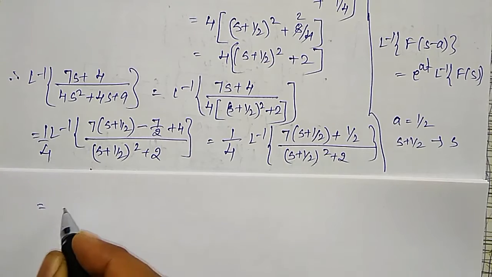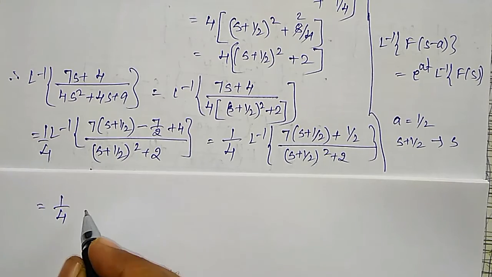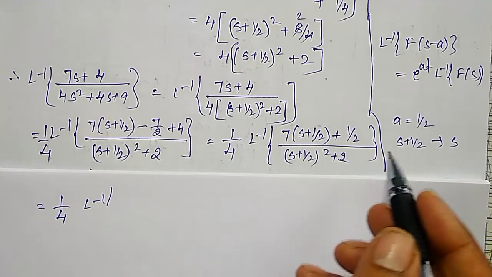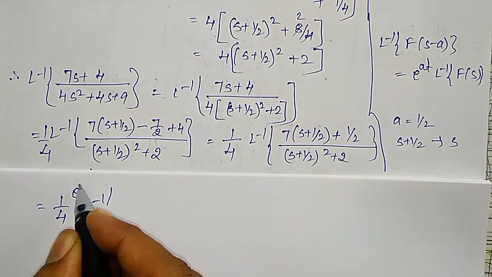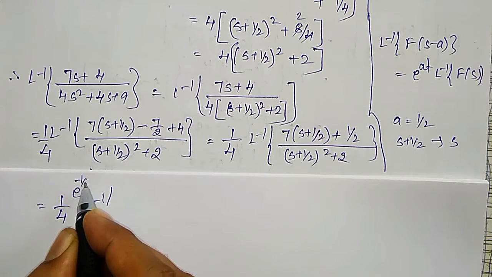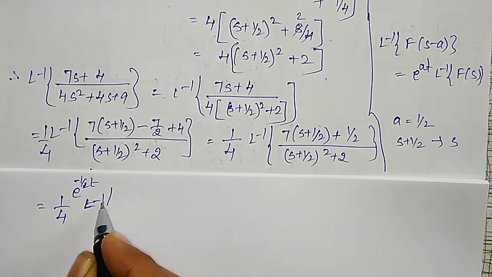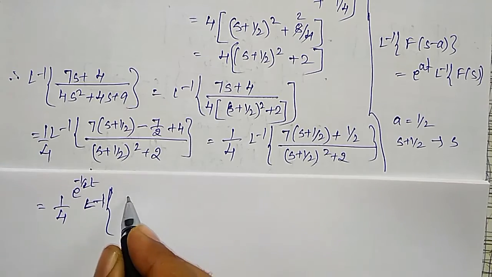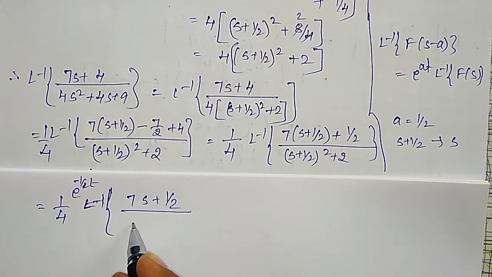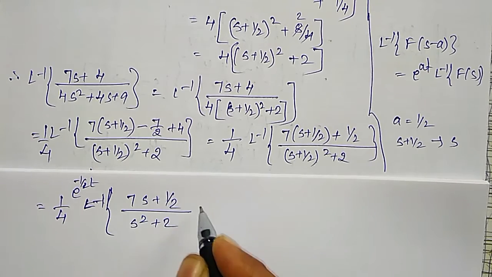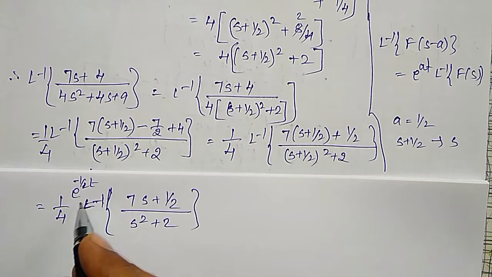That I am going to get as 1 by 4 times inverse Laplace. Sorry, I have to multiply e to the power at. That is e to the power minus 1 by 2 into t, inverse Laplace transform of 7s plus 1 by 2 divided by s square plus 2. Don't forget to multiply this. Therefore, next I am going to get e to the power minus t by 2 divided by 4.